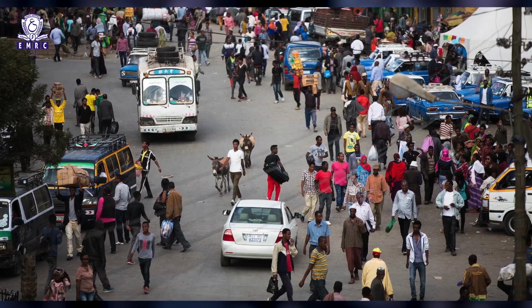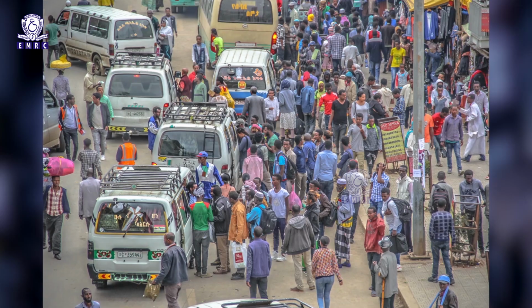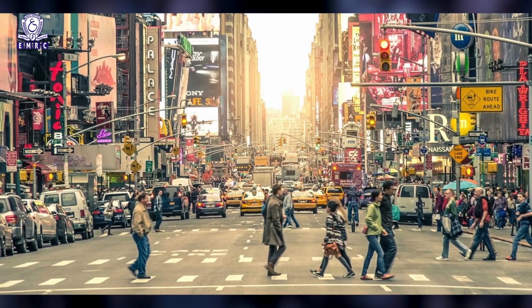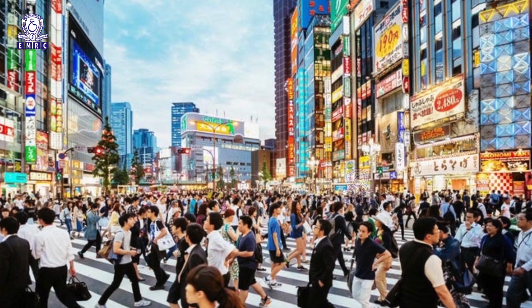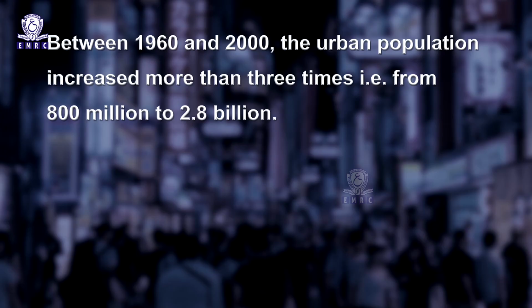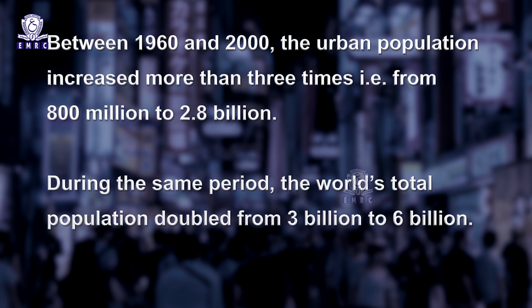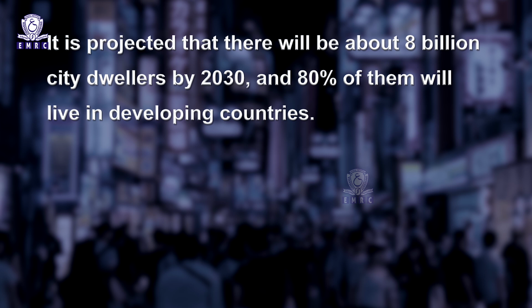A prominent feature of population redistribution, particularly in developing countries, is the growth of major cities. Almost half the world's population lives in cities. Between 1960 and 2000, the urban population increased more than 3 times, from 800 million to 2.8 billion. During the same period, the world's total population doubled from 3 billion to 6 billion. It is projected that there will be about 8 billion city dwellers by 2030, and 80% of them will live in developing countries.